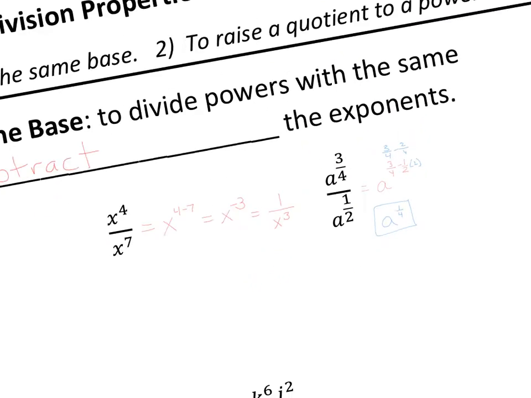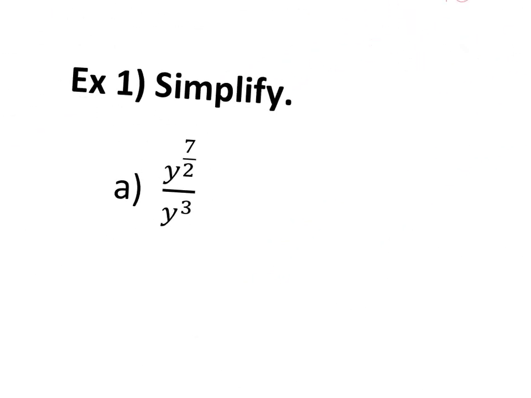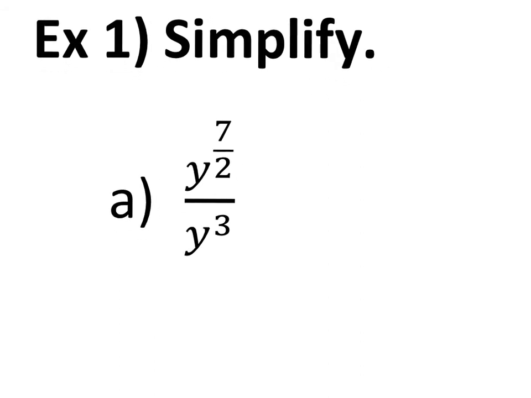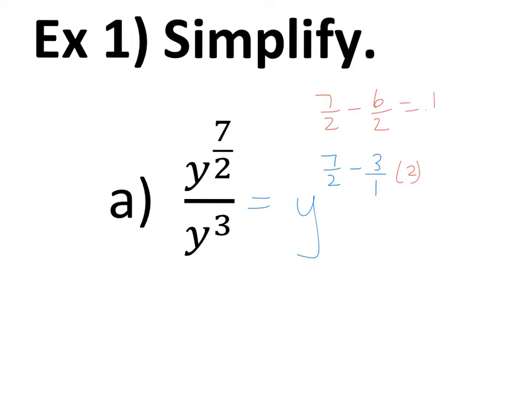All right, let's jump down here and look at the first example. Again, we're going to subtract and leave the base the same, so we've got y, and we're going to take 7/2 minus 3. Go ahead and put that 3 over 1, and let's come up with a common denominator, which would be 2. So I have 7/2 minus 6/2. 7/2 minus 6/2 is 1/2. So I'm going to have y to the 1/2 as my answer.